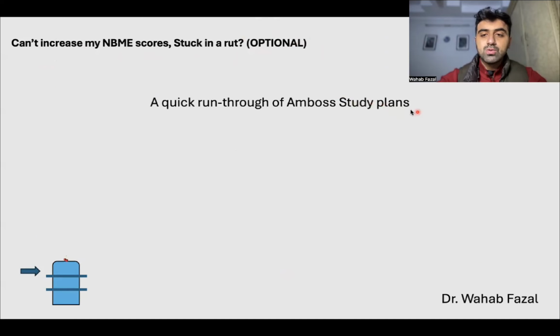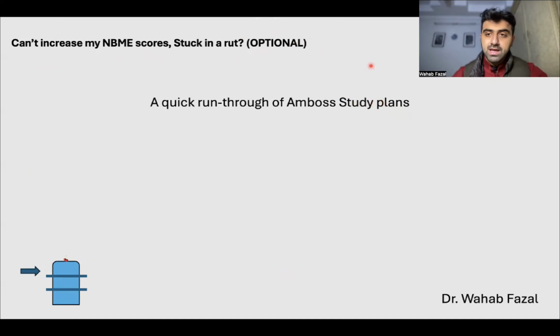I did a quick run-through of my AMBOSS study plans. I had an AMBOSS institutional license, and I think it did wonders for me. By a quick run-through, I mean I did almost 70% of AMBOSS in 20 days. I was extremely stressed out, doing 160 to 200 questions a day, 4 to 5 blocks. What that ended up doing was making me really ready for these questions.